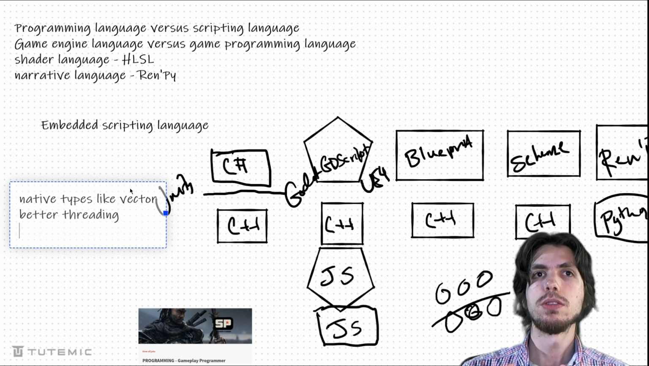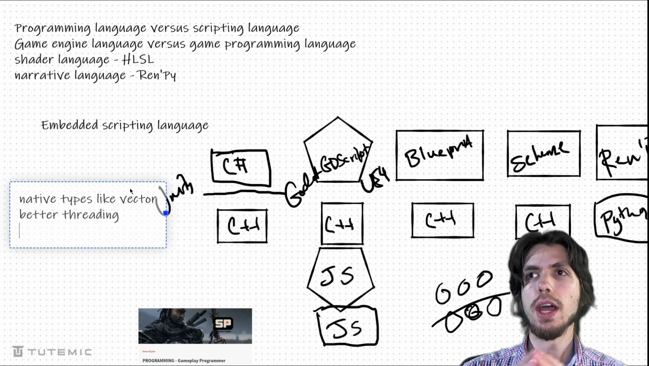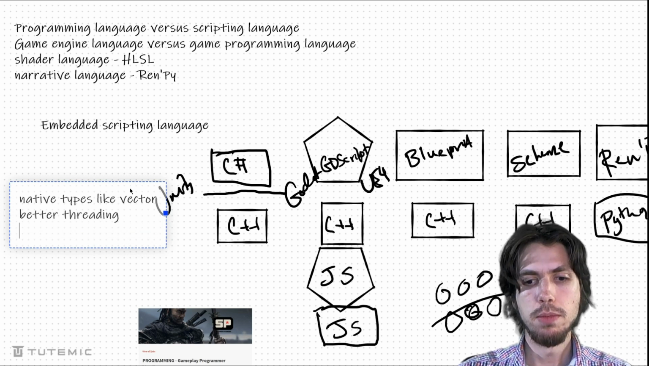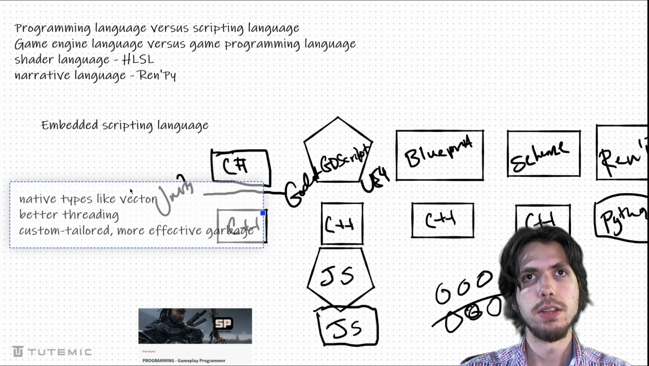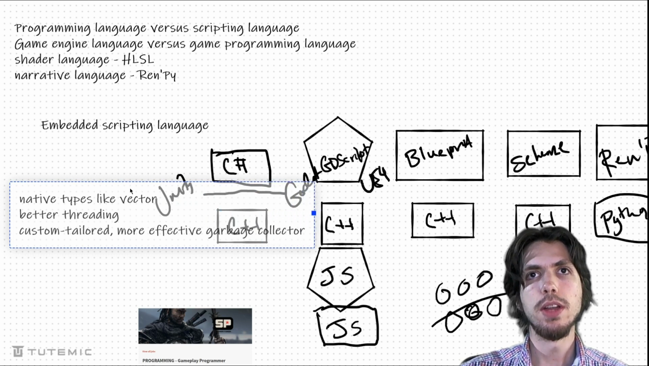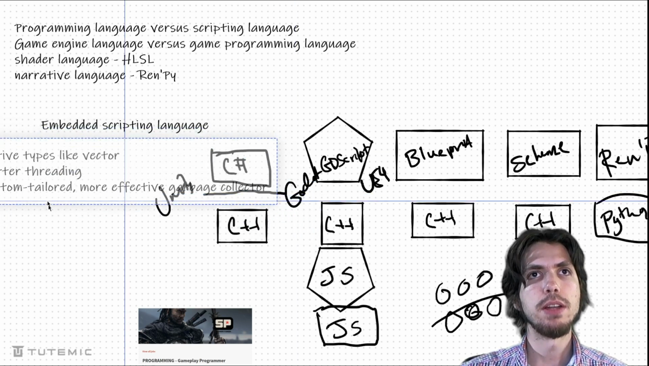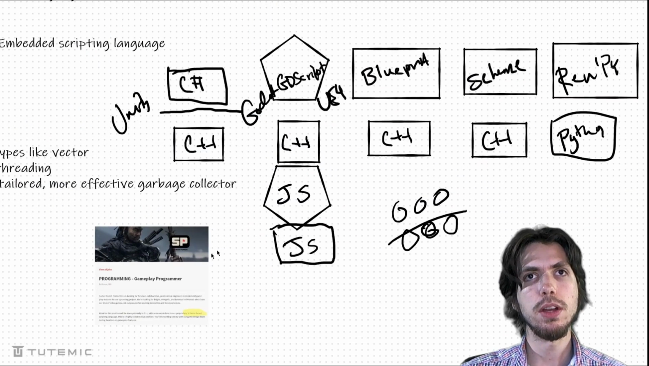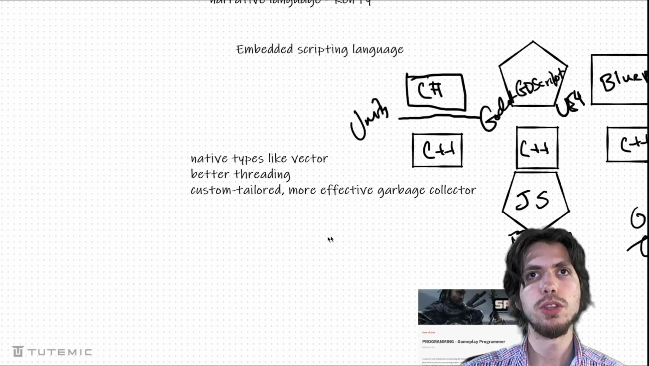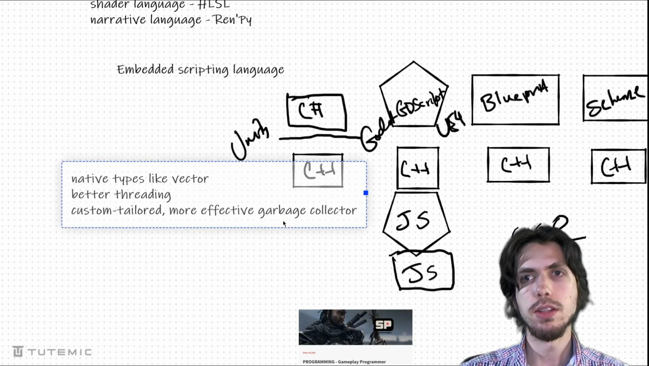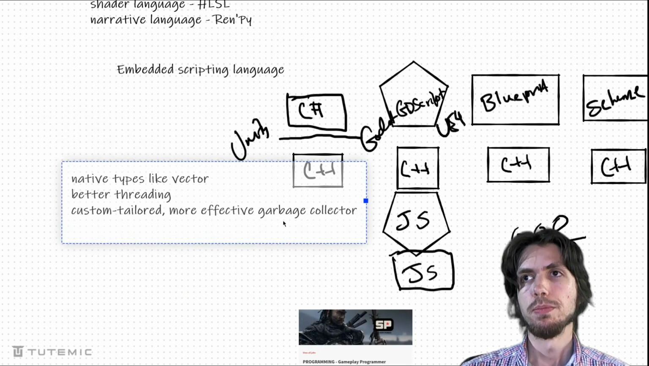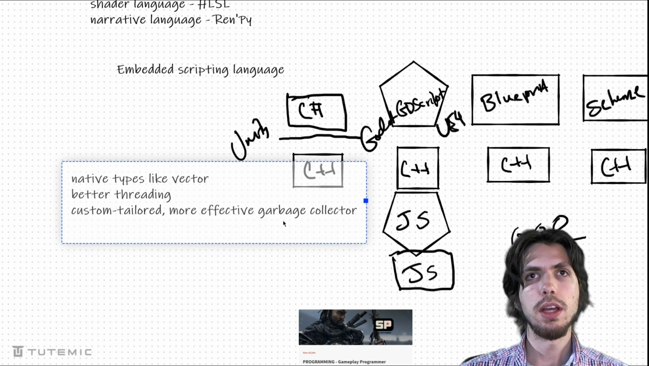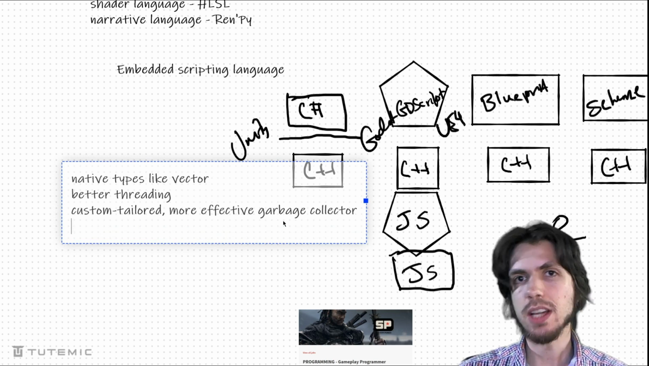Okay. Also, you can have a better, more custom-tailored, more effective garbage collector, right? You don't necessarily need to know what a garbage collector is, but it allows you to prevent problems such as stuttering, stalls, and other kinds of issues. You can avoid that kind of stuff by creating your own custom-tailored memory garbage collector. Okay, and all the other kinds of flexibility.